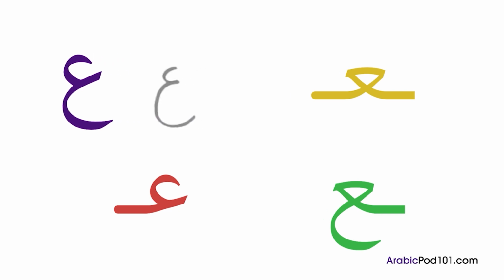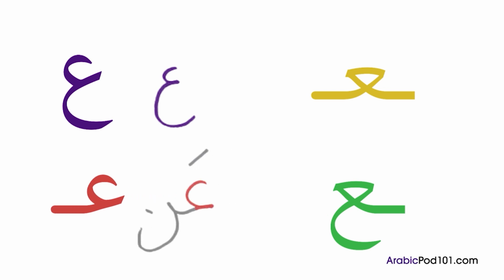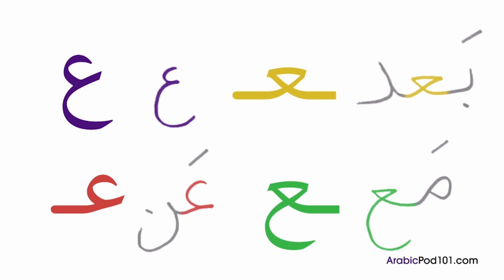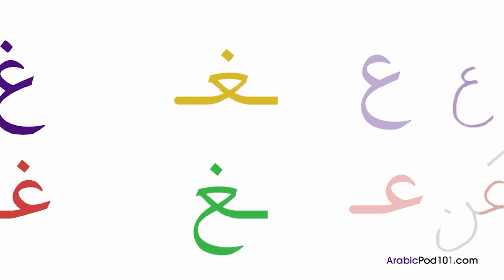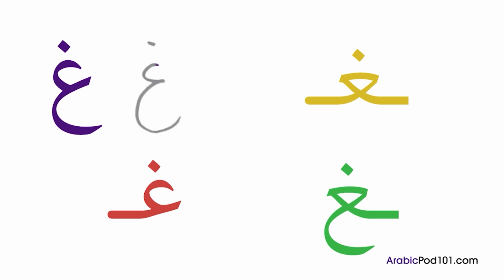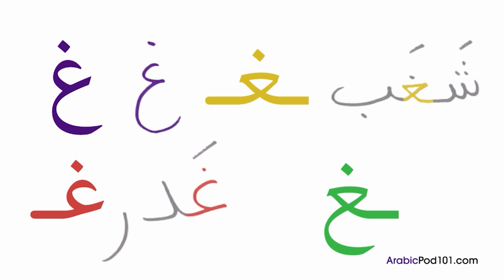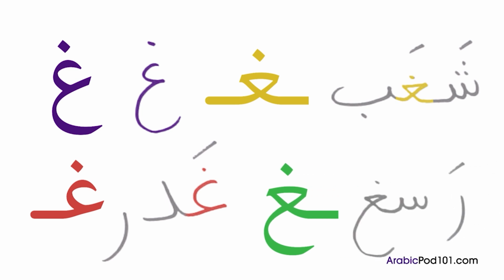And now here are the letters we learned last lesson. Ayn and Ghayn. First, let's review Ayn, isolated, initial, medial, final. Finally, let's see Ghayn one more time. Isolated, initial, medial, final.